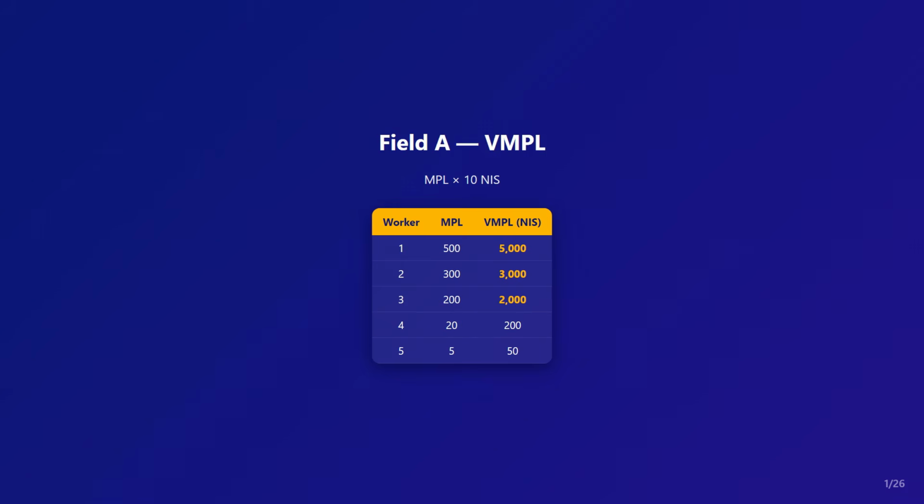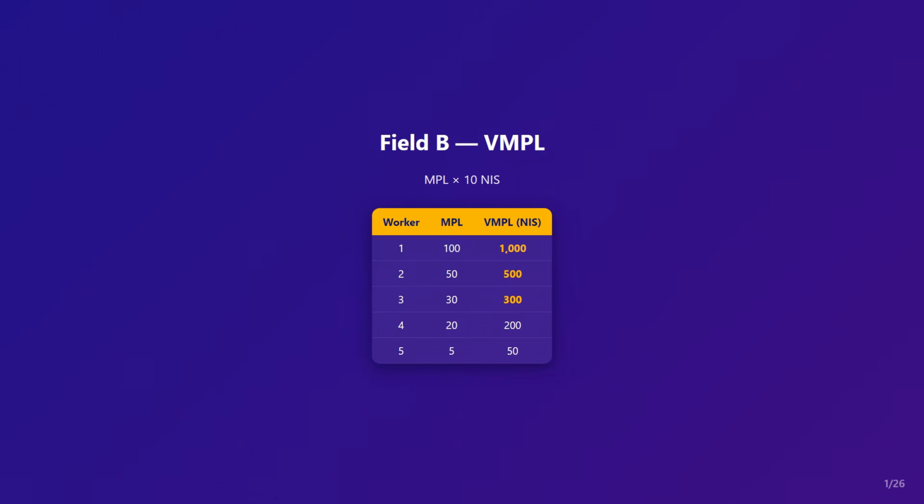Value of marginal product in Field B. Worker 1, 100 times 10 equals 1,000 shekels. Worker 2, 50 times 10 equals 500 shekels. Worker 3, 30 times 10 equals 300 shekels. Worker 4, 20 times 10 equals 200 shekels. Worker 5, 5 times 10 equals 50 shekels.